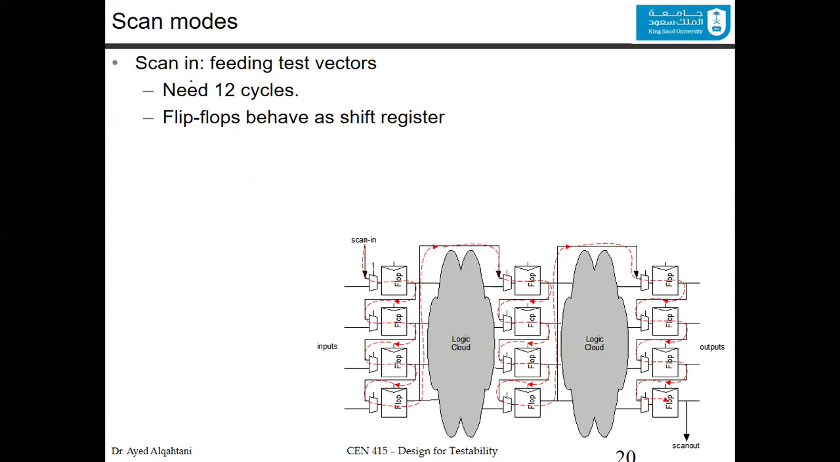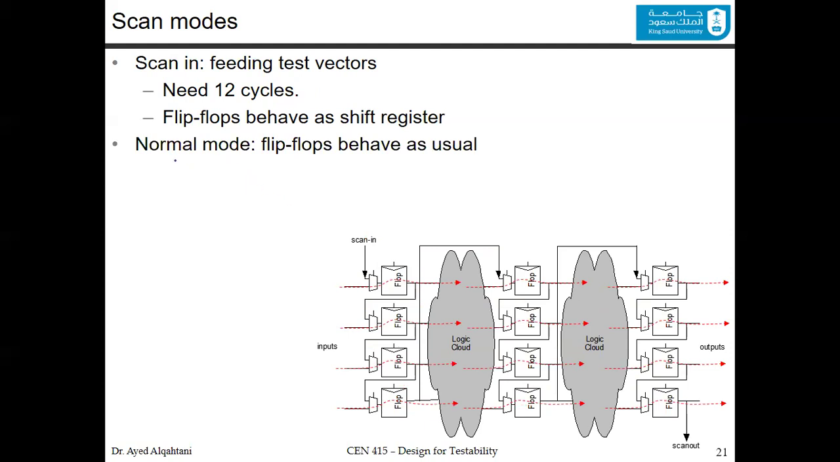Once you're done with scanning in, you stop the scan in and you go to the normal mode. So you change the selector value and make it 0 for all of them. If it is 0, the D will go inside the logic cloud for each flip-flop, and the sequential circuit will work its functionality, and it gives you the result, and it's actually stored inside the flip-flop. So the flip-flops at the beginning of the normal mode will have the test vector that you chose.